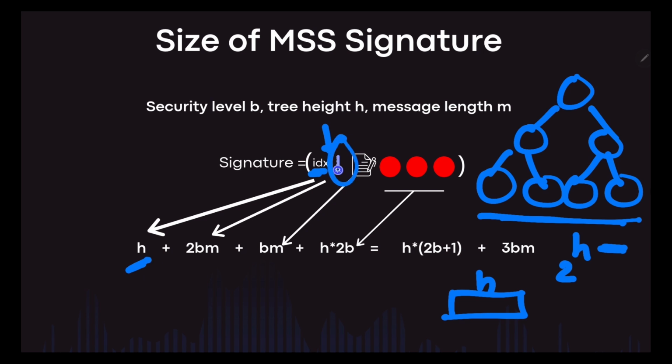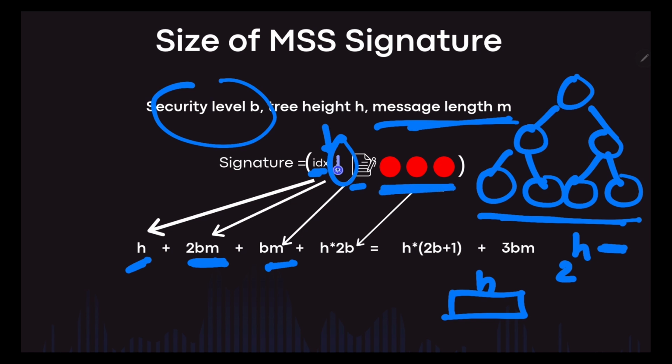Also, this public key is a function of the message length, so it will require the message length in bits. Also, the security level is b, so 2b is multiplied with it. The signature is a function of the message length, so it will require the order of m space. Also, these authentication nodes are taken into consideration. We know that for each level we will have at least one authentication node.